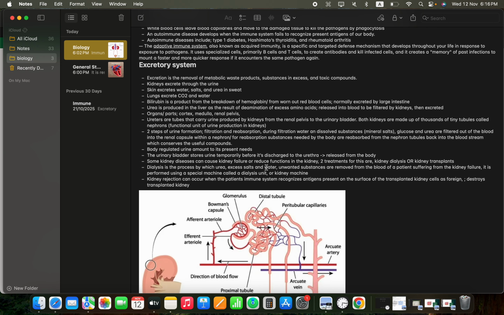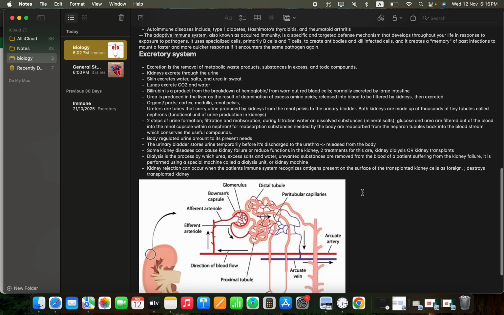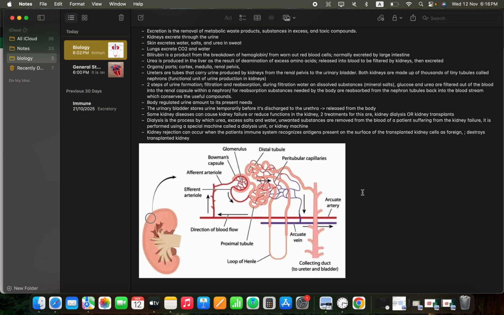Kidney rejection, however, can occur when performing kidney transplants. It occurs when the patient's immune system is unable to recognize the antigens present on the surface of the transplanted kidney, and it recognizes it as foreign and destroys the transplanted kidney. So there's no point of it after it becomes rejected.